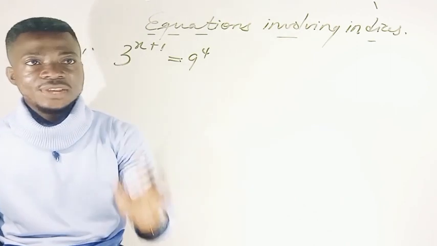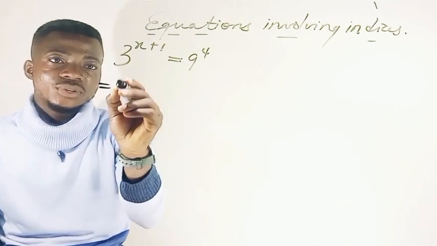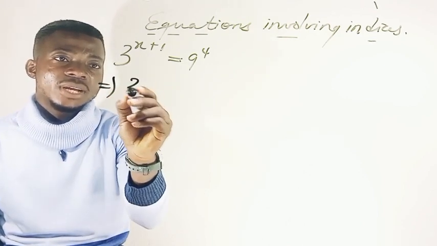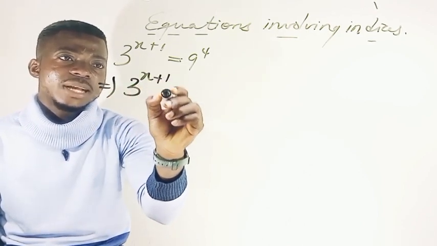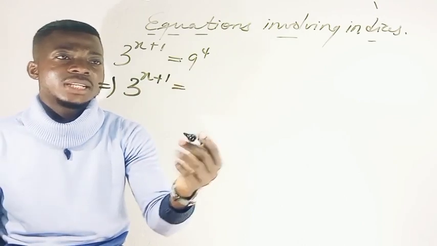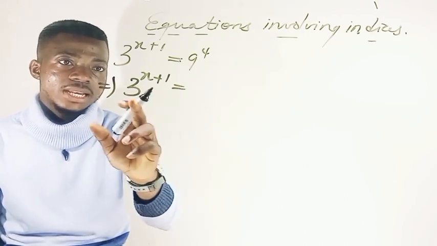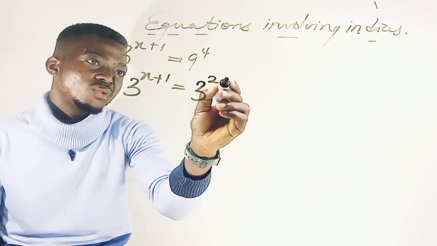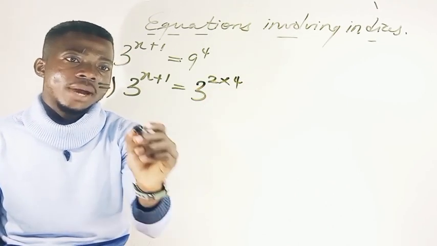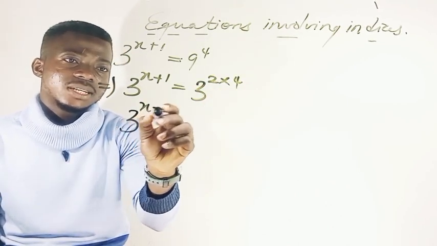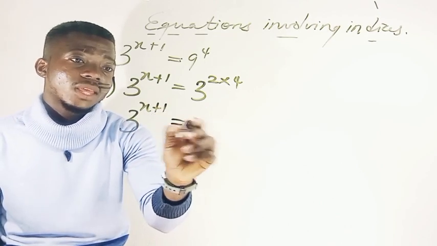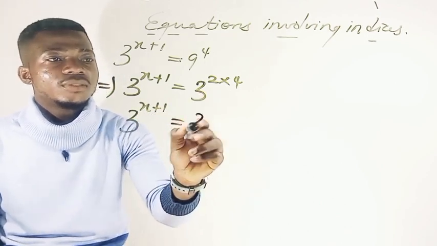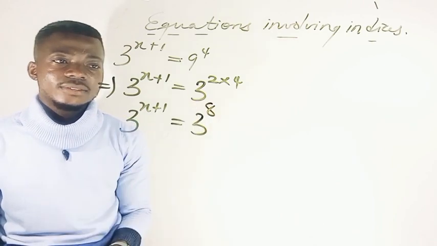So to find the value of x, this is what you're going to do. Let's repeat this one. 3 exponent x plus 1. Now 9 can be written in index form. Make sure that they have the same base, both sides. So here will be 3 exponent 2 times 4. This is 3 exponent x plus 1 equal to 3 exponent, 2 times 4 is 8.